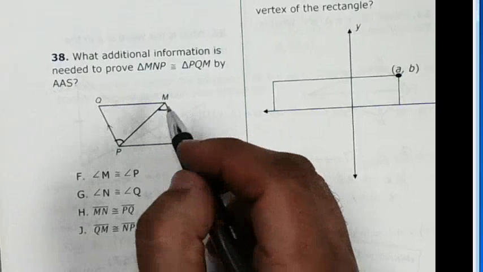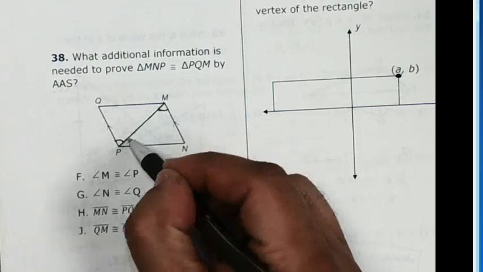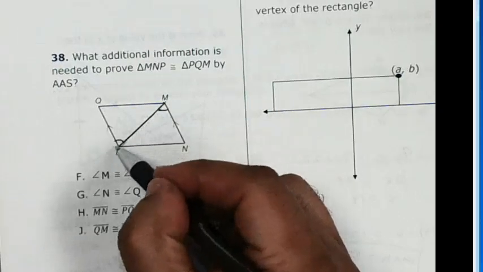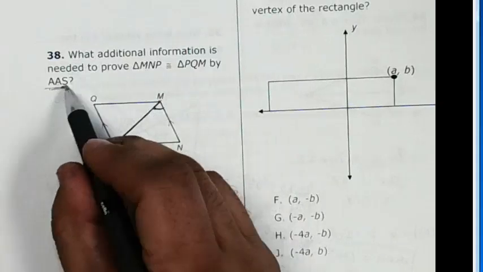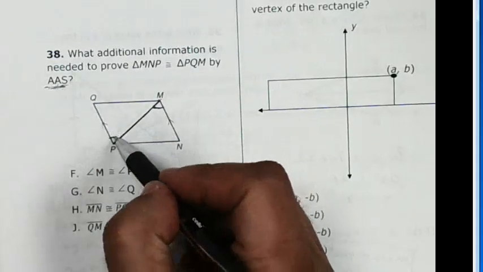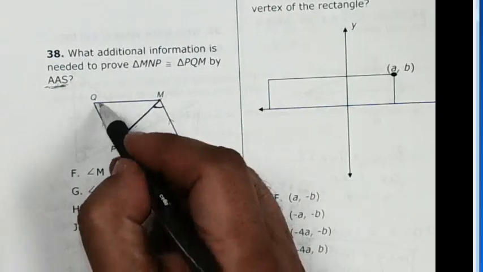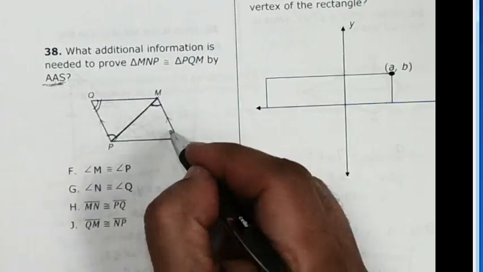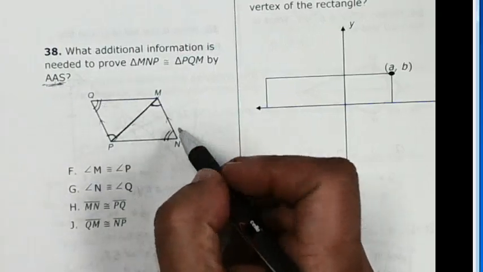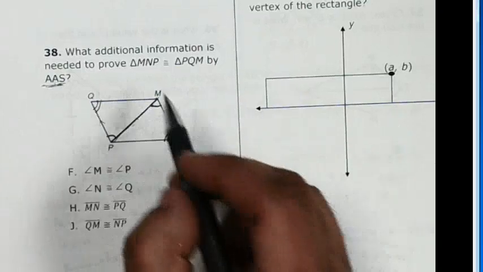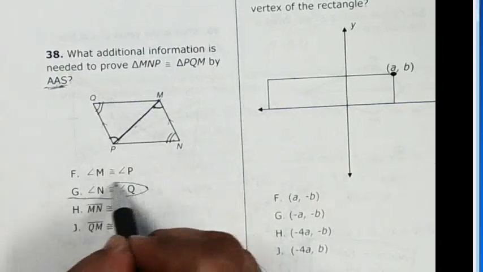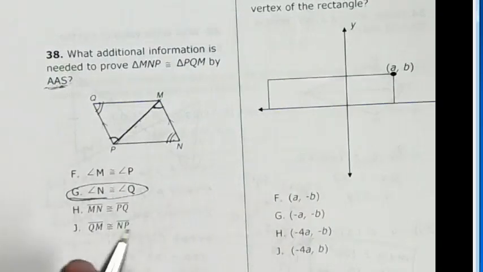Then I also know that I have this reflexive side, so segment MP is congruent to segment MP. Notice that the order, I want angle, side. I have my angle on my side, so the other thing would be telling me that angle Q would be congruent to angle P, because that's how I would get my angle, side. That happens to be one of my answer choices. So we are good to go on that one.